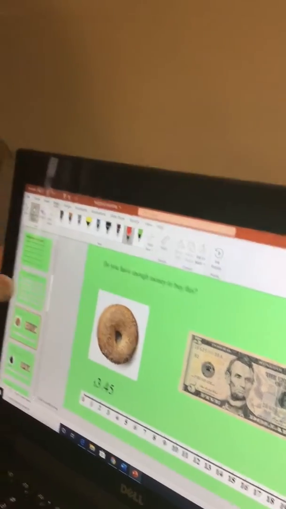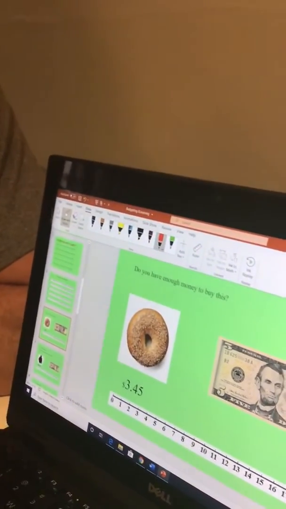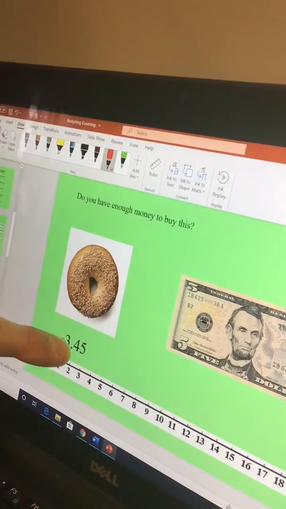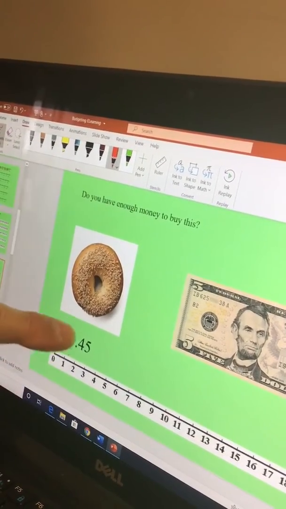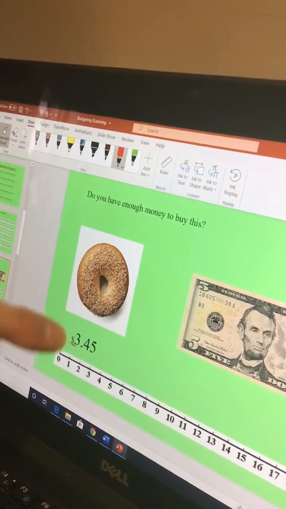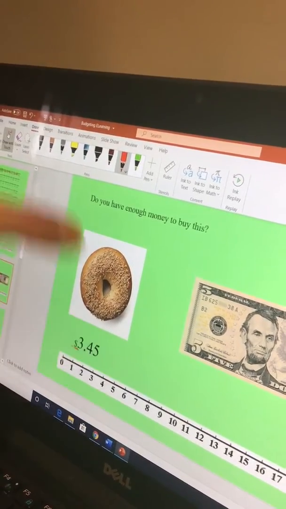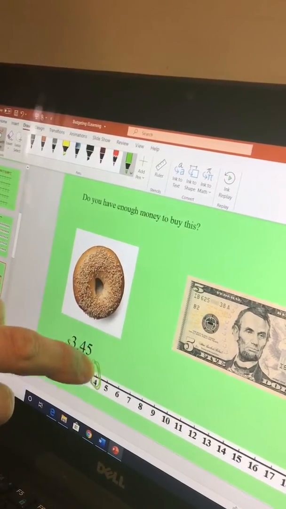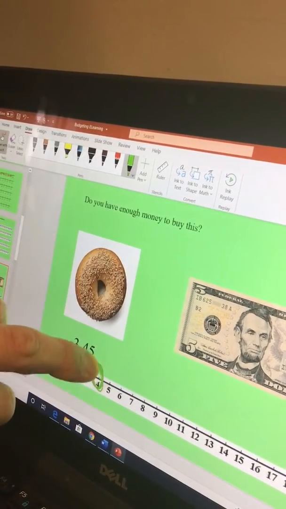$3.45. Now, Miss Wilson, if you don't have the exact change, if you don't have any coins, what strategy do we have to do? Ooh, next dollar up. Yes, we have to do the next dollar up strategy. So when we do the next dollar up strategy, you always want to look at the dollar amount. So if it's $3.45, what comes after $3, Miss Wilson? 4. So now our bagel costs $4.